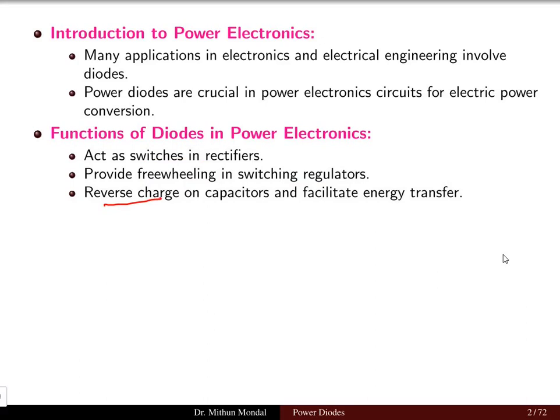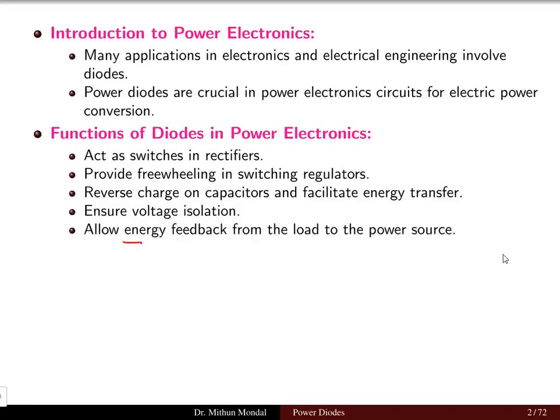They also reverse the charge on capacitors, and facilitate energy transfer. When you have some charges present on the capacitors and those have to be removed, the diode plays an important role, and it also facilitates energy transfer from one zone to another zone. It also ensures voltage isolation between one point and another, so that different regions are isolated from each other using diodes.